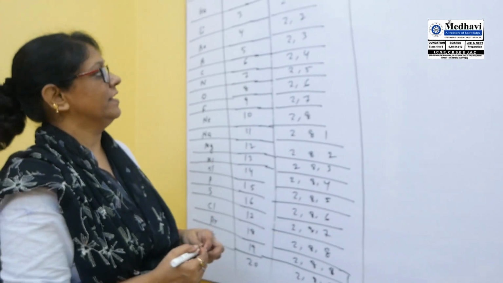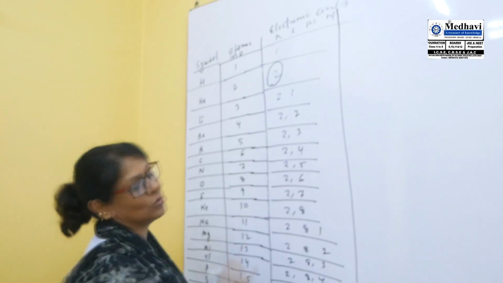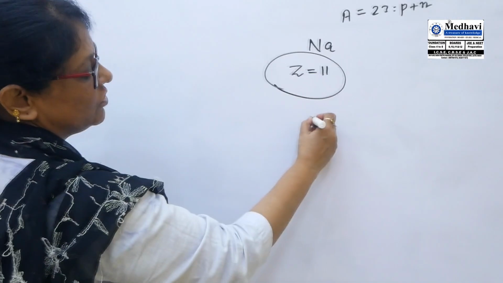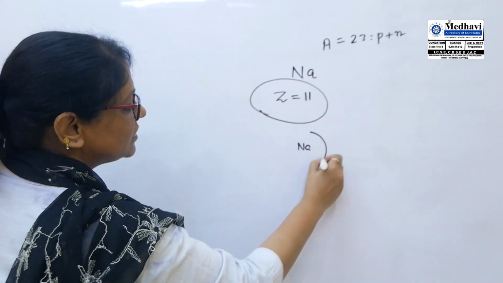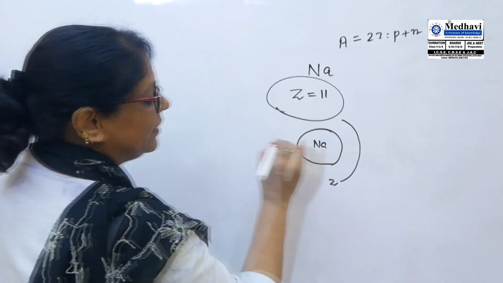So now how will we study? In the first orbit, we can put maximum 2 electrons. Very, very important for us. Suppose you are going to arrange for sodium. In the first orbit, it is fixed how many electrons you can put? It is 2.